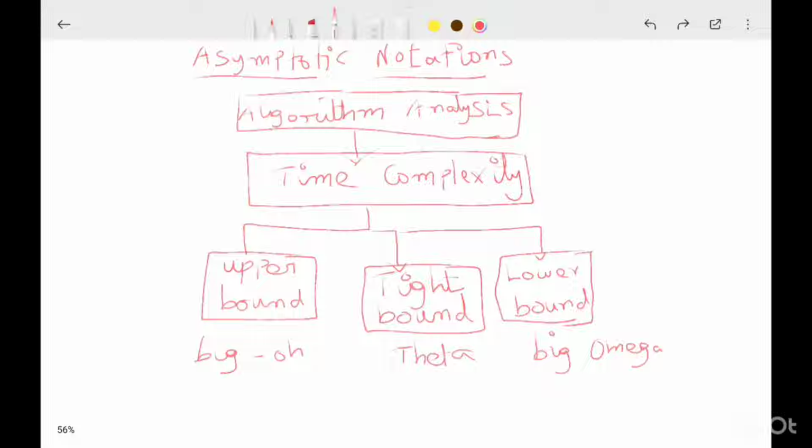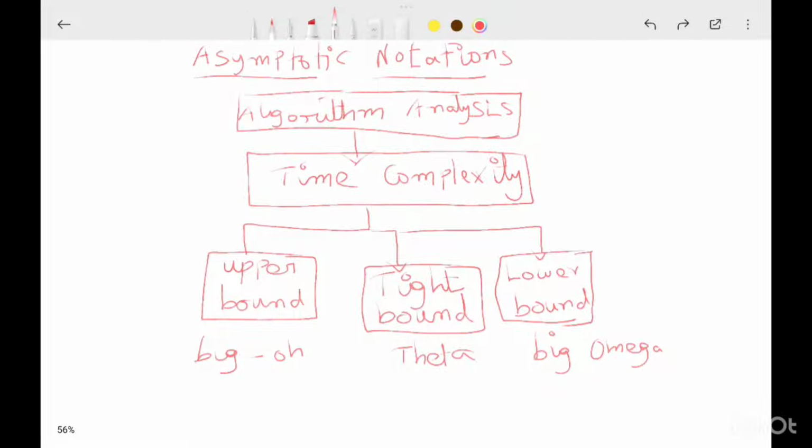What is the upper bound of the time it takes? What is the lower bound of the time the algorithm takes to complete? And then the exact bound, or tight bound, it takes to complete its execution. So a simple algorithm has these three values: upper bound, lower bound, and tight bound. Basically, it depends on the characteristics of the input it takes.